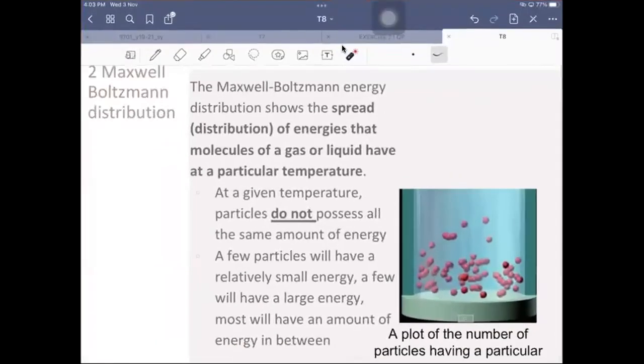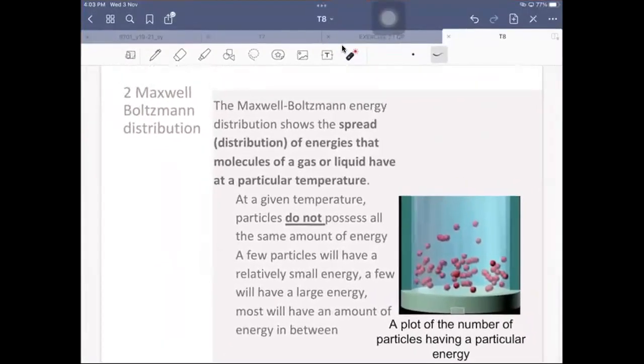Okay, they don't have the same amount of energy. Some have low, some have really, really high, and some mostly in the middle. So that's what I was saying here, that they do not possess all the same amount of energy: some small, some large, and mostly in between.